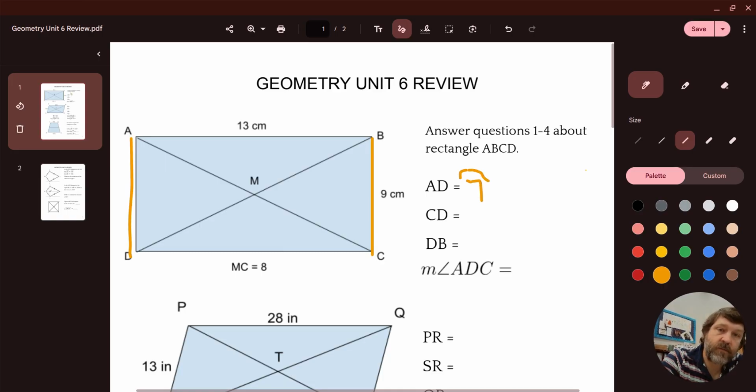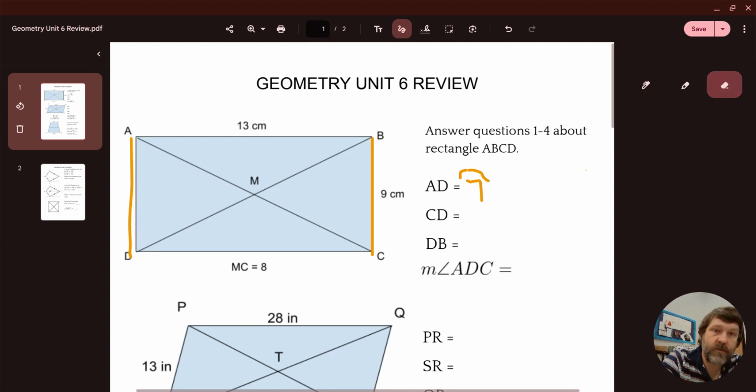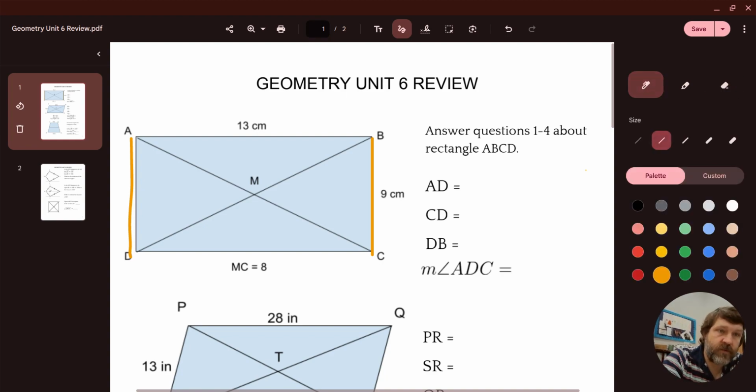Let's make this a little smaller. It's going to be 9 centimeters. So that's going to be 9 because it's the same as this other one. Same thing on the other side. This is 13. This is 13. CD is 13 centimeters.